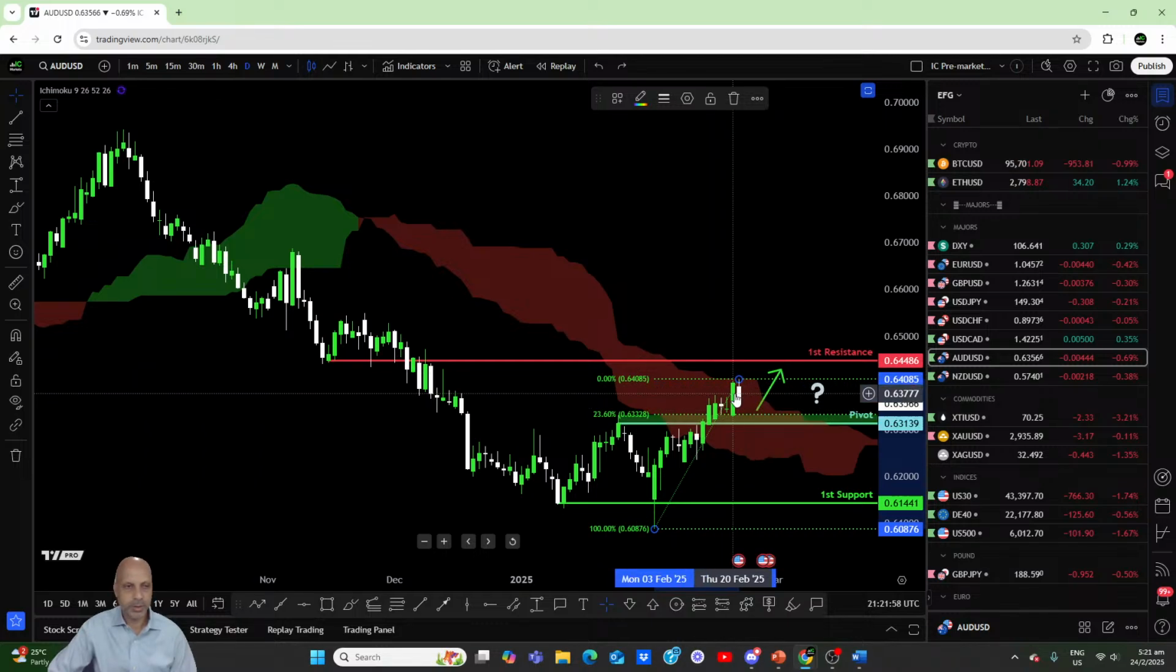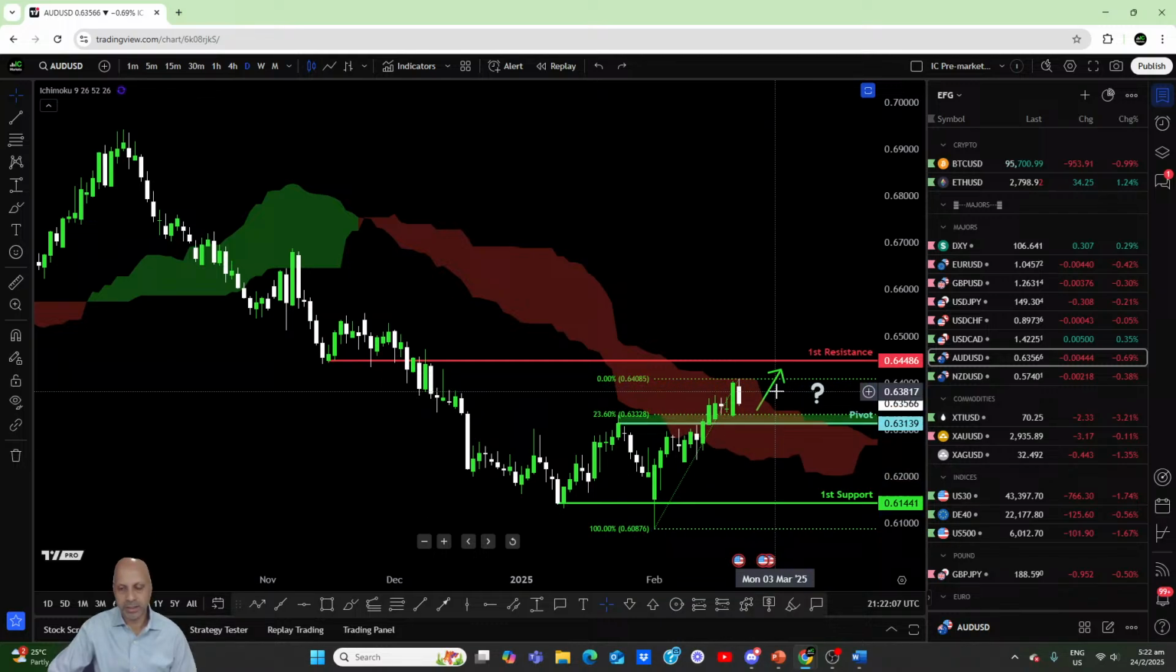So once again, should we see the Aussie pull back towards the pivot and stabilize around this region once more, we can probably expect a nice bullish bounce and see this currency pair make another attempt to break above the 64 cent mark.